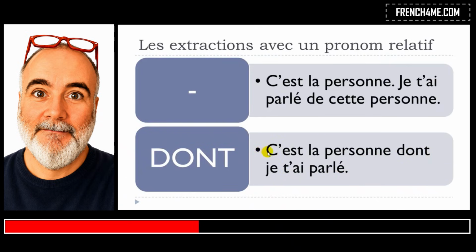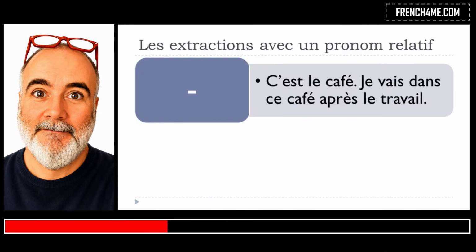So you just, as we saw previously, rewrite the first sentence, c'est la personne, then you will put dont, your pronom relatif right here, and then you continue your sentence without rewriting de cette personne, because you've been replacing de cette personne by dont. So you get a quite short sentence here. C'est la personne dont je t'ai parlé. And let's see one more example.